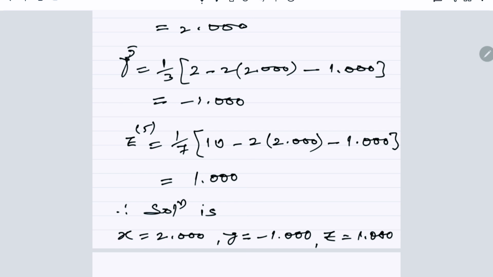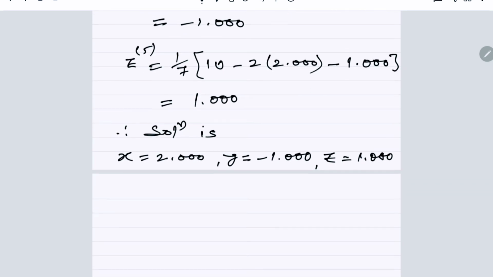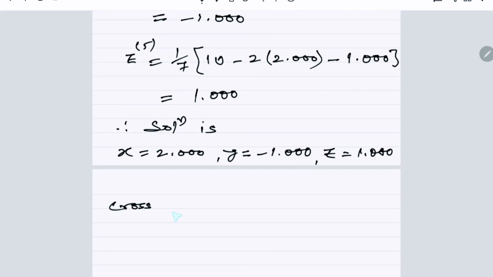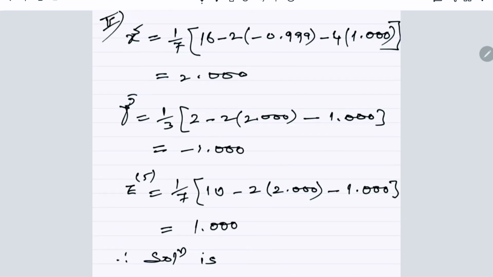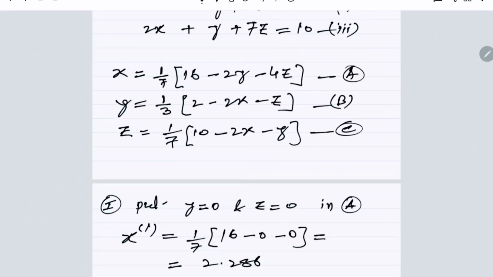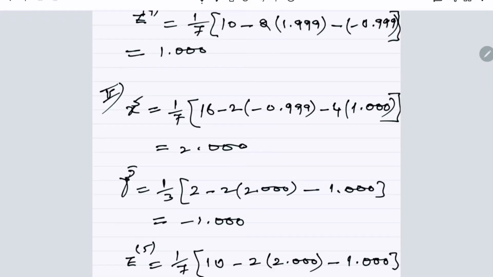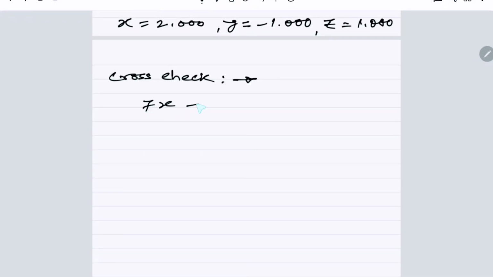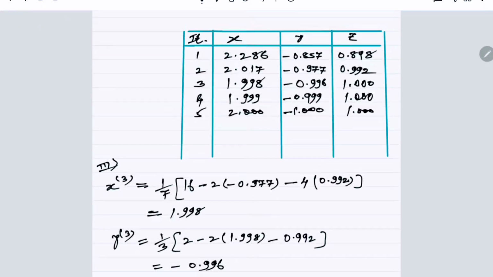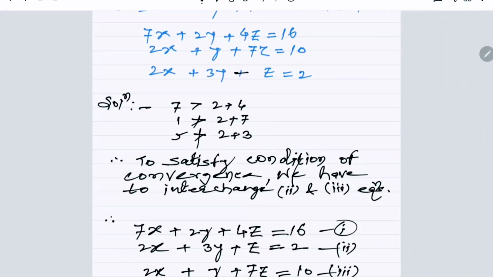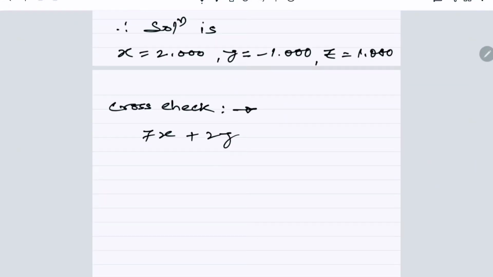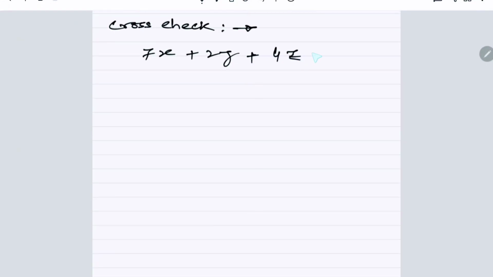Cross check. Substitute this in the first equation. The equation is 7 into x, x is 2, plus 2y, 2 into minus 1, minus 2, and plus 4z equals 16. And therefore, when we substitute, we get 14, minus 2, and plus 4. 16 is equal to 16. And therefore, as the equation is satisfied, the values we have are correct.